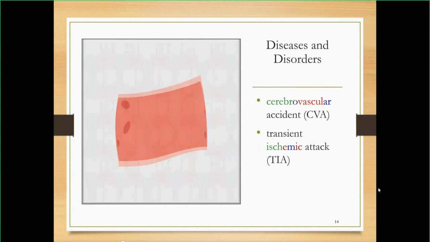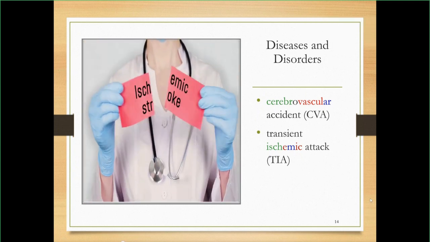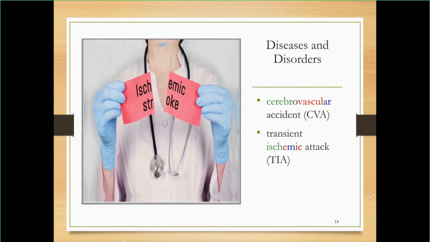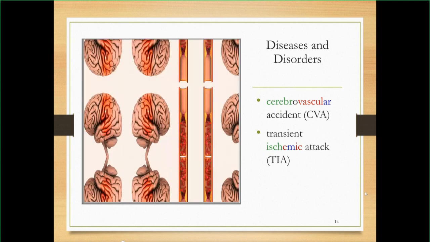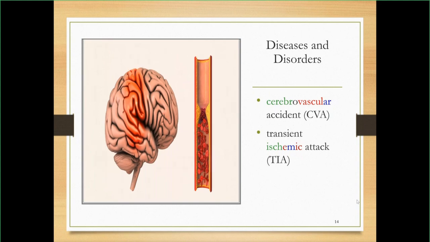may occur. Some types of strokes are commonly preceded by warning signs such as a transient ischemic attack, or TIA, caused by a brief interruption in cerebral blood flow. The term ischemic pertains to deficient blood circulation. TIA symptoms often include disturbance of normal vision, dizziness, weakness, and numbness.